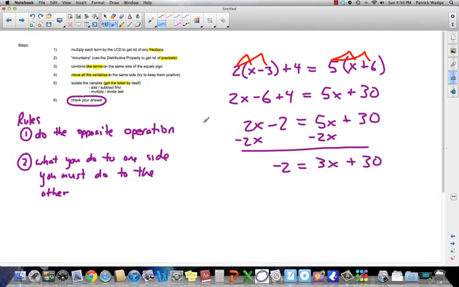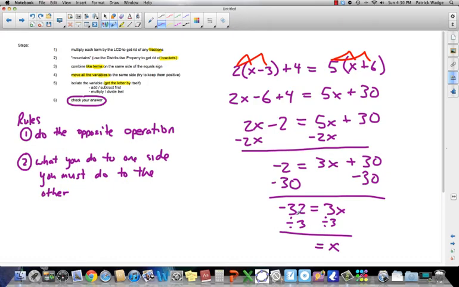We want this x by itself. We're now in step 5. We want this x by itself. Do the adding and subtracting first. So subtract 30 and subtract 30. So we get negative 32 equals 3x. That means 3 times x. We should do the opposite, which is divide.